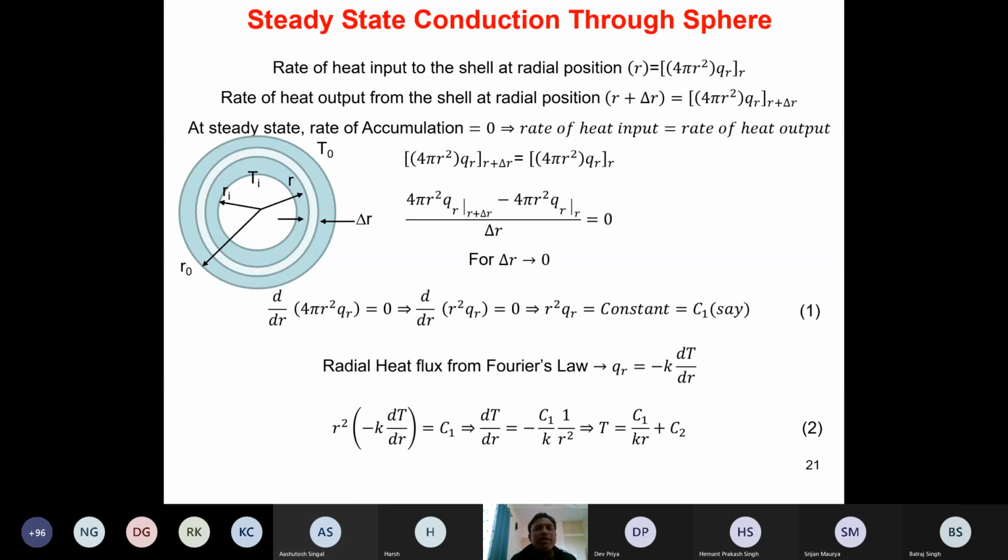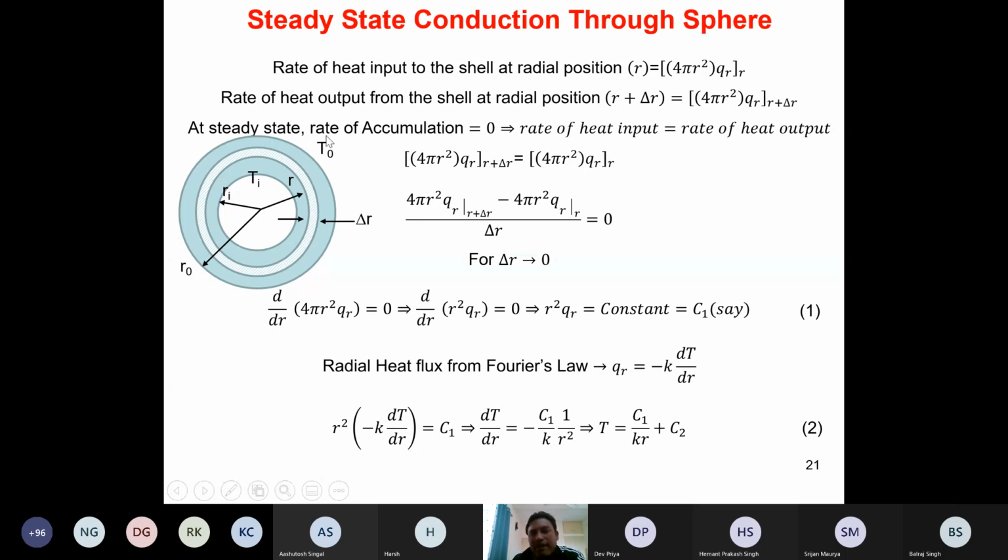So now what will be the heat output from the shell? The heat output from the shell will be given as 4 pi r square QR, and that has to be calculated at the position R plus delta R, isn't it? What will be the position here? R plus delta R, outside the shell.